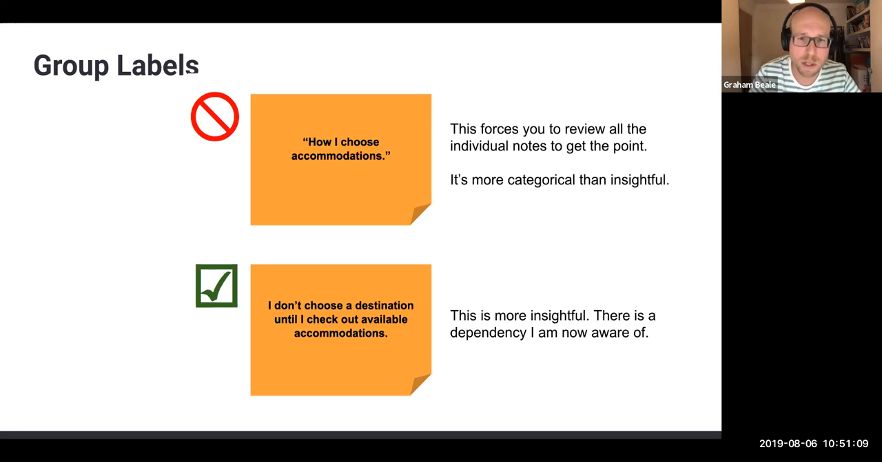I don't choose a destination until I've checked out available accommodations. So you're getting a little bit more. Whereas if you went back to the first Post-it note after 3 days, I guarantee you will have lost that valuable bit of intent and that behavioral aspect, and it will be very difficult to move forwards from that observation.